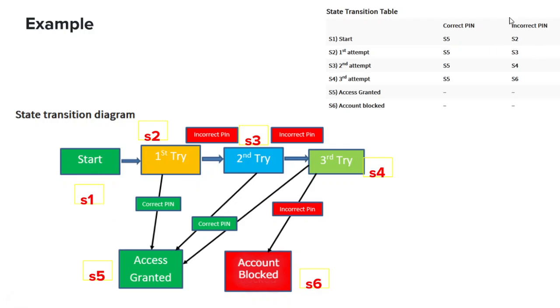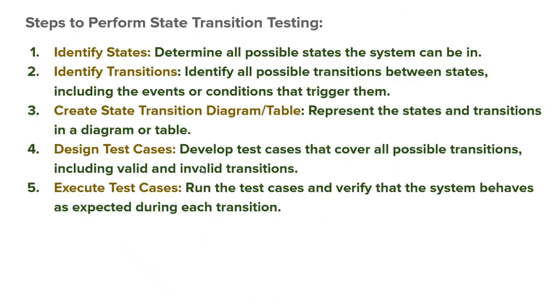And if an incorrect pin is entered, then it will go to the first try option, and so on. So basically this is how the state transition table looks. We have to first identify the states, then identify the transitions, then create the state transition diagram, or we can say a state transition table.